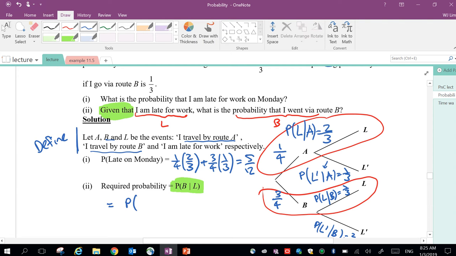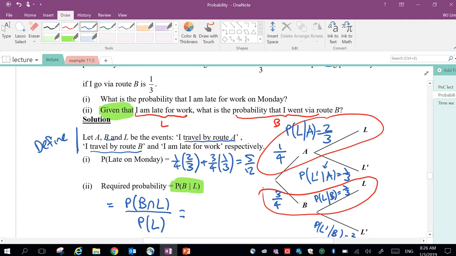Probability. Conditional prob formula, don't know? Quickly, come. B intersect L over probability of L. Okay, this is the formula.